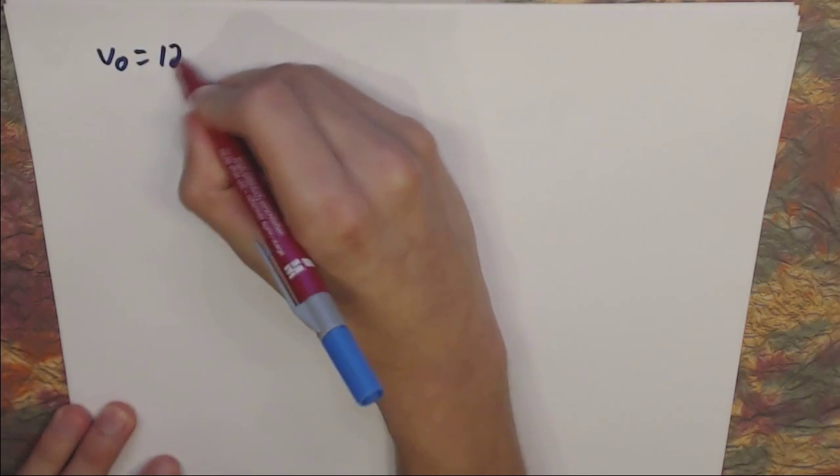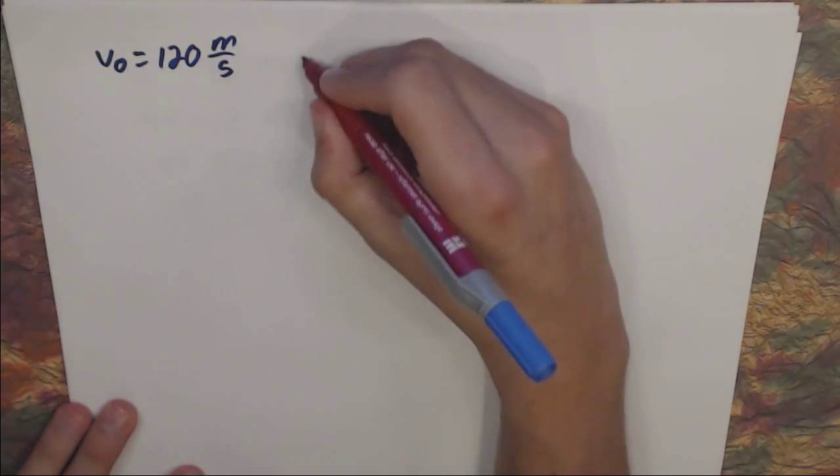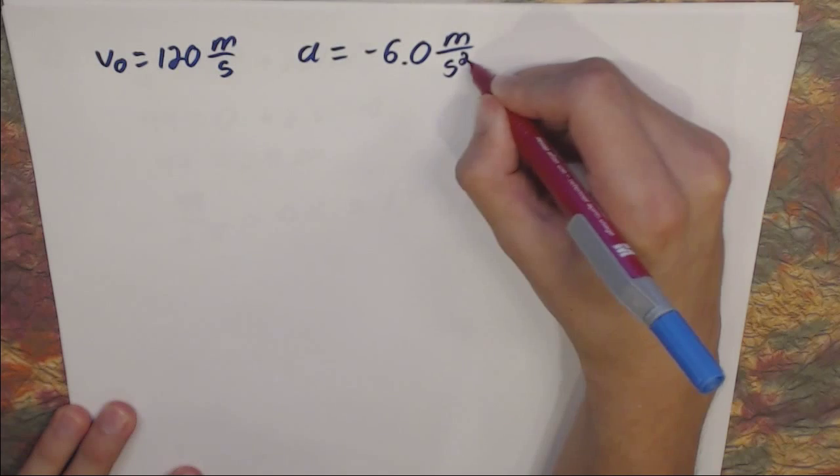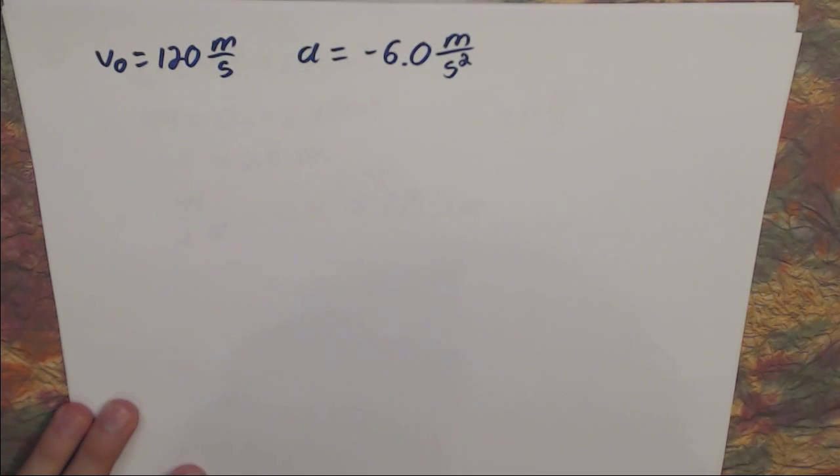The next question is question 35, and it reads, a plane lands with a velocity of 120 meters per second. Okay, so again, we're looking for words to numbers. So V initial equals 120 meters per second. Lands with a velocity of 120 meters per second and accelerates at a maximum rate of -6.0 meters per second squared. So our acceleration equals -6.0 meters per second squared. And part A asks, from the instant the plane touches the runway, what is the minimum time needed before it can come to rest? So we've got acceleration, velocity, and time.